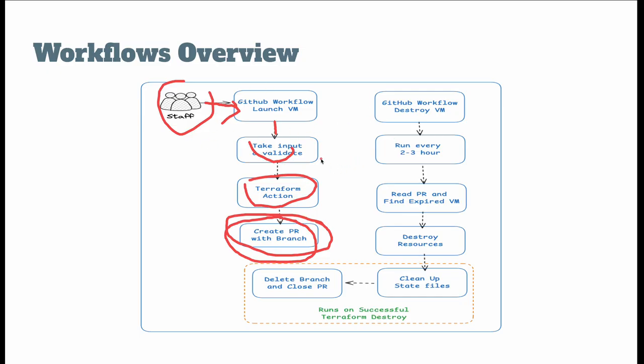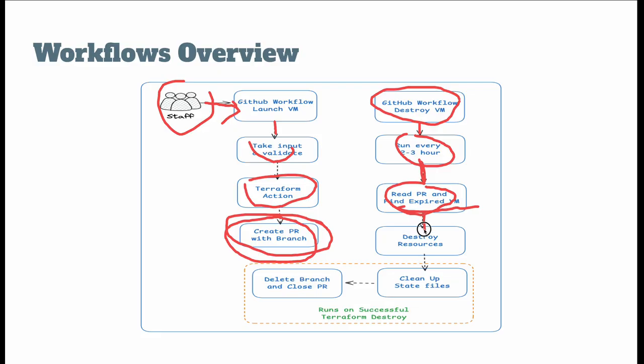And then the question is how we will monitor this, and, say a staff member does not require the VM anymore, we need to destroy it, right? So we are using another GitHub workflow called destroy VM. It runs manually, and also automatically, every 2-3 hours. It will read the PR, since it created a PR, and find the schedule, like when it was created and when it should be destroyed. From that input it will understand which VM is expired and needs to be destroyed.